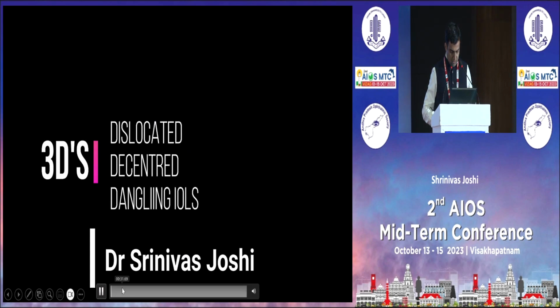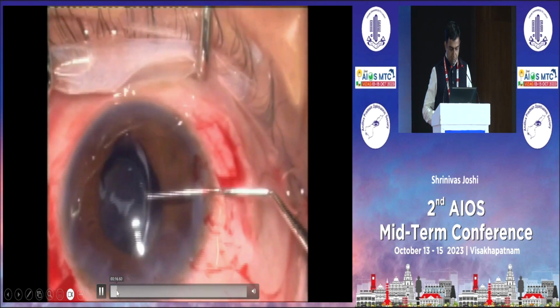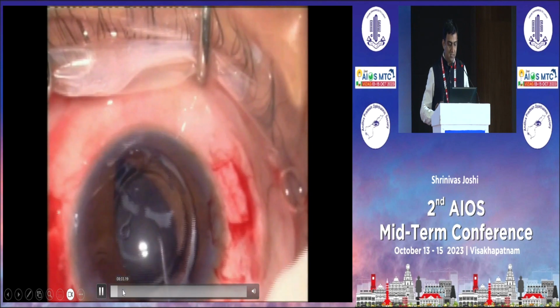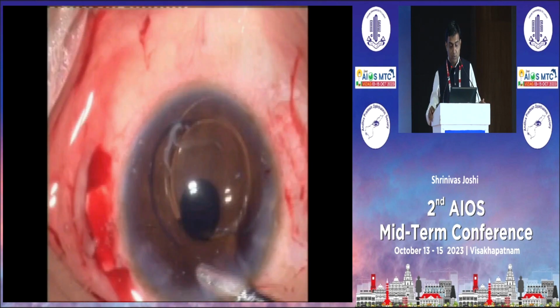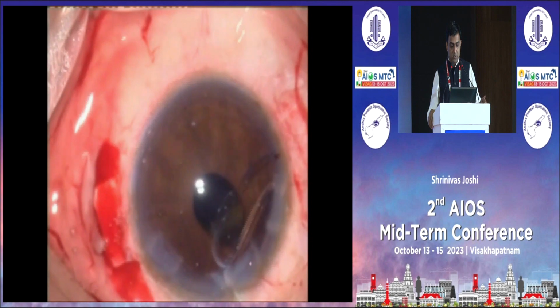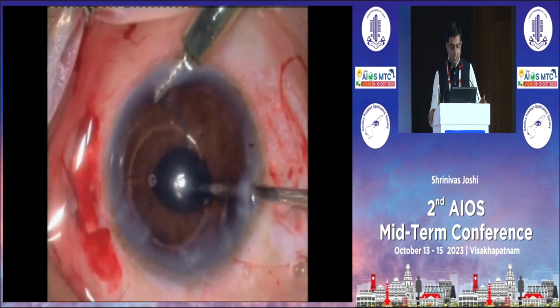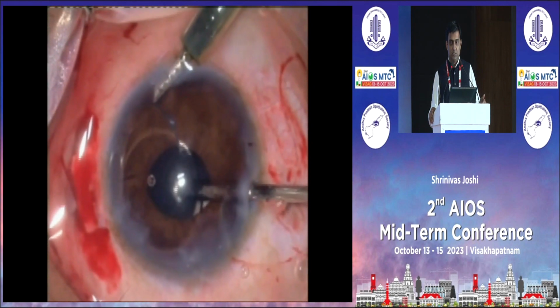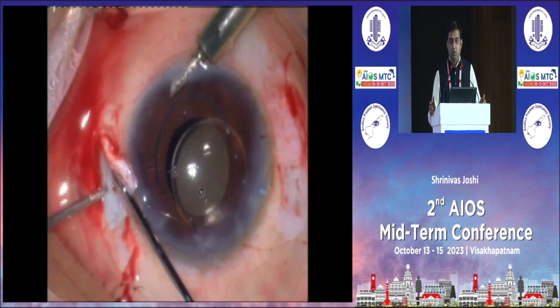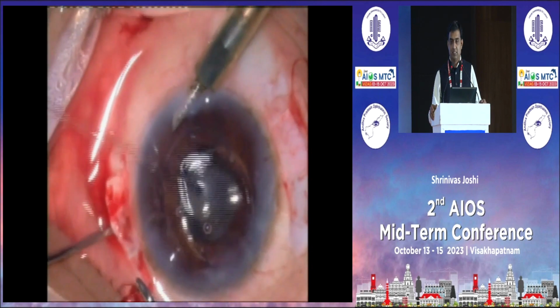So now let me quickly go into a few of the videos. This is how, if you have a decentered IOL with the CTR, you can just remove the CTR, and then since it was a 3-piece lens, you can just fix the same lens. I'll be showing different techniques of how we can fix the same lens.